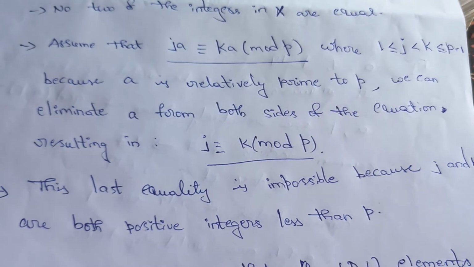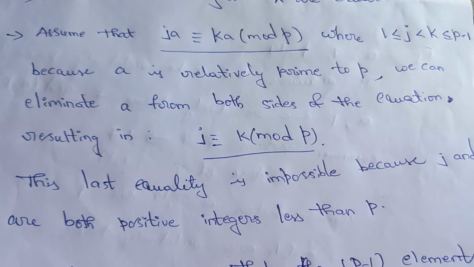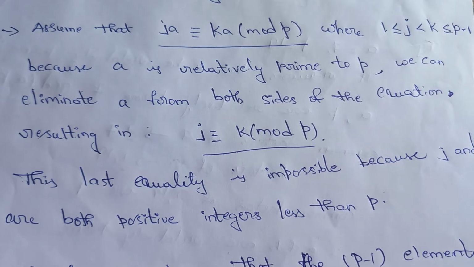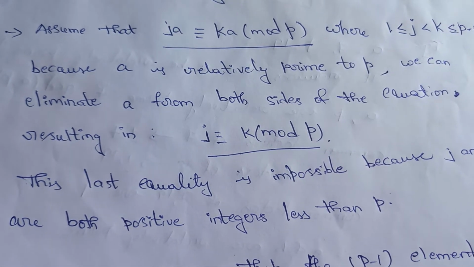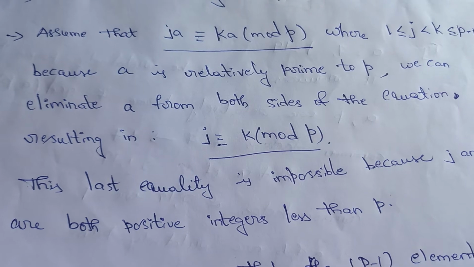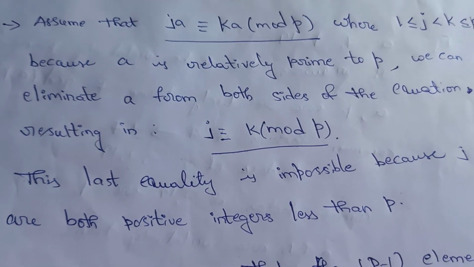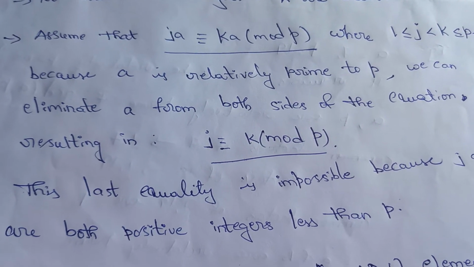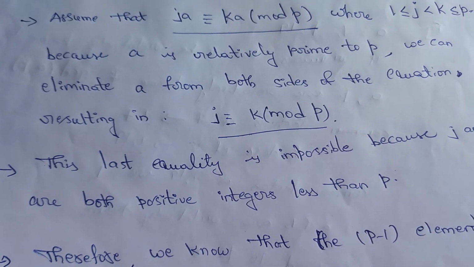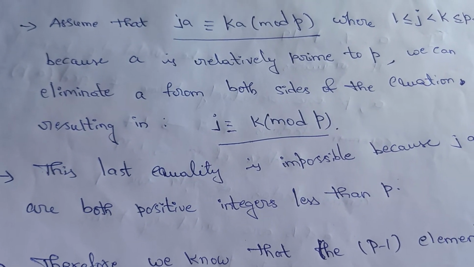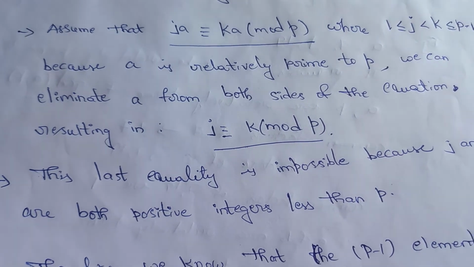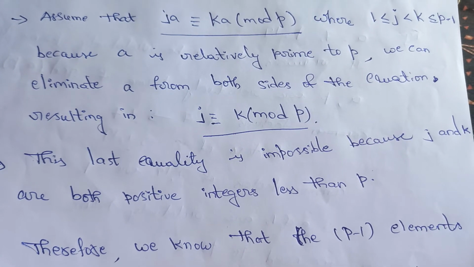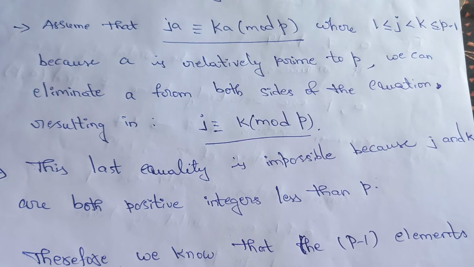Because a is relatively prime to p, we can eliminate a from both sides of the equation. From the above equation ja equivalent to ka mod p, we can eliminate a. Then we get the equation j equivalent to k mod p. Next, this equation is not possible. Why? Because j and k are both positive integers less than p.